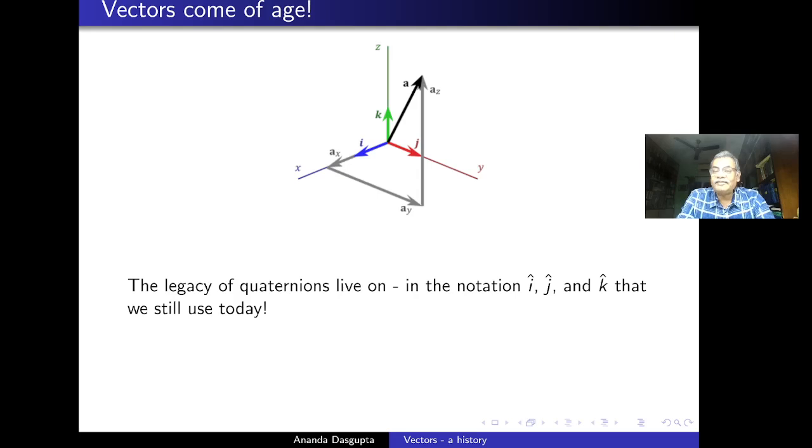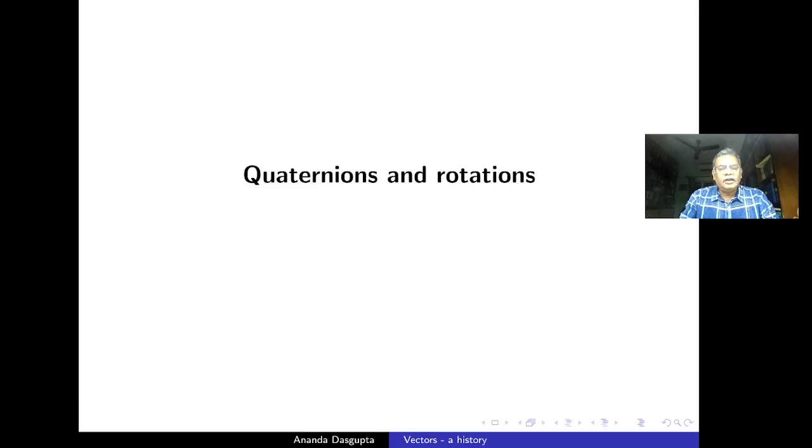We started out by saying that Hamilton actually invented quaternions in an attempt to talk about rotations in 3 dimensions. After all, complex numbers allowed you to rotate in a plane. Hamilton wanted to be able to rotate things in 3 dimensions, and that's why he ultimately came up with quaternions. But what do quaternions really have to do with rotations? Let's explore that next. Now, for this part of the discussion, I will make a small change in the notation.